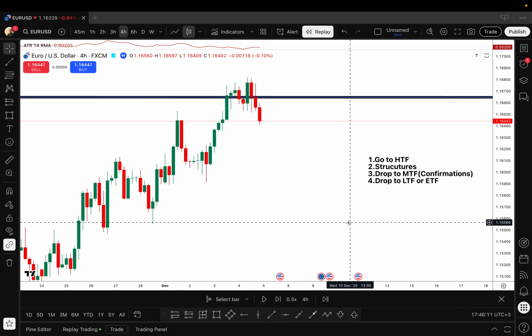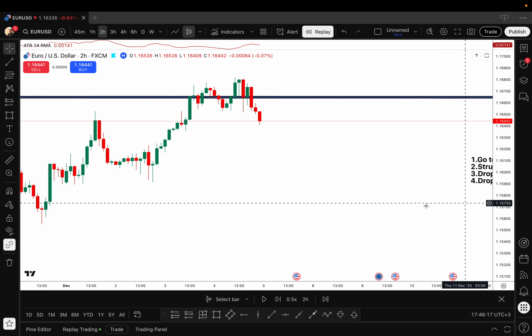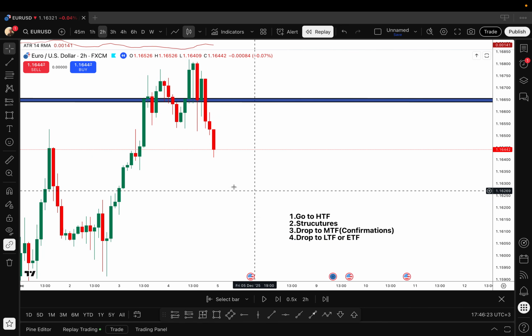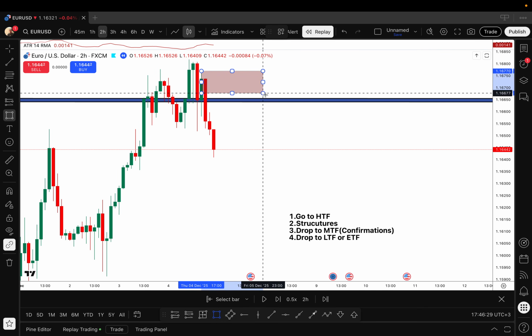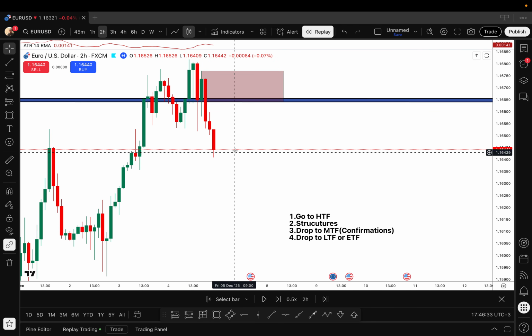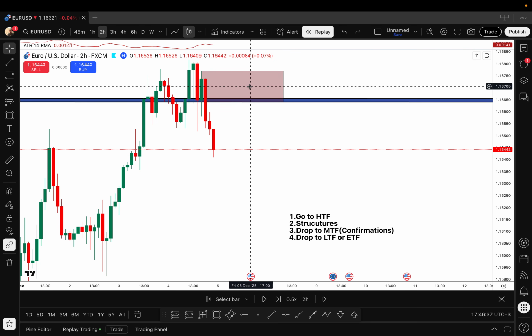So now we are going to drop down to the entry time frame. I'm going to use the 2 hour because it is what I use to enter this trade. So when I come to the 2 hour, I can see that the same structure is still there: high, low, higher high, lower low, QM pattern. So we are selling from the supply zone. This supply zone is called what? Drop, base, drop. So we are selling from the supply zone. If price decides to come back to this zone, we shall be selling massively.